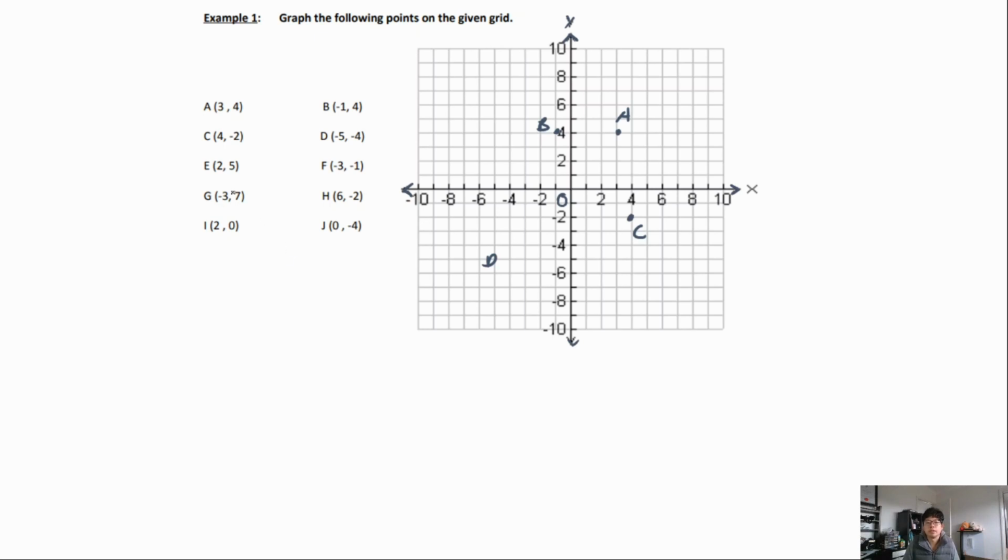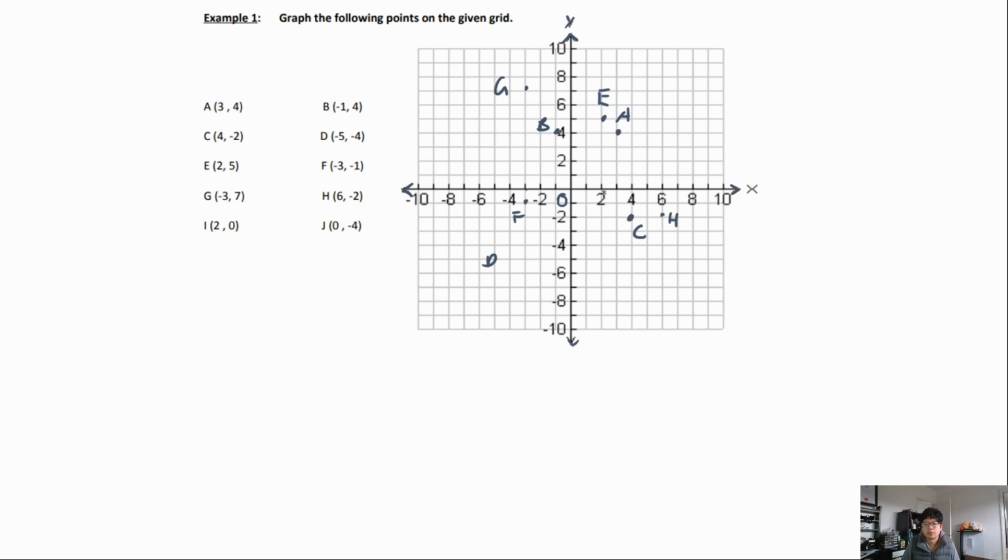Alright, question E, that's (2, 5). We're going to the right 2 spaces and up 5, that's right there. That will be E there. F, (-3, -1), go left 3 and down 1, that's F. G, left 3, up 7, that will be right there, that is G. H, right 6 times, down 2, that would be there, H.